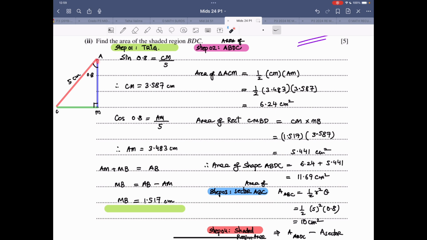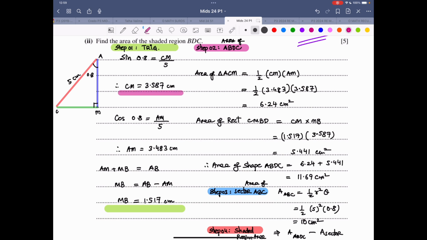Look over here. What I've done is that I have drawn a triangle. I have labeled the alphabets. I have labeled the angle, which is freshly found. This is the hypotenuse, which is actually the radius of the sector. Using sine, I found CM. Sine of 0.8 is CM over 5. I find the value of CM. So let me highlight this, and that is CM that is found.